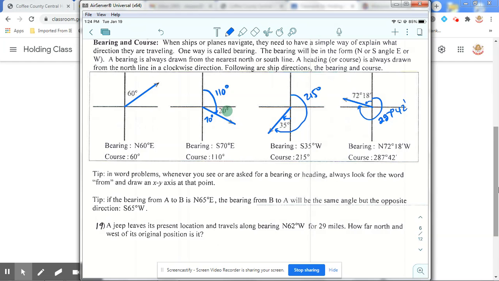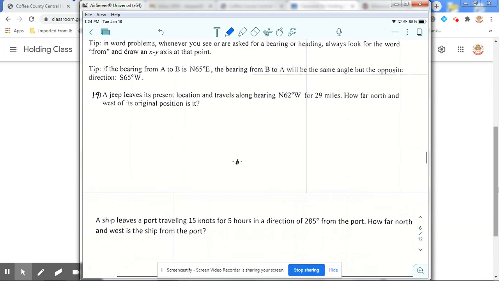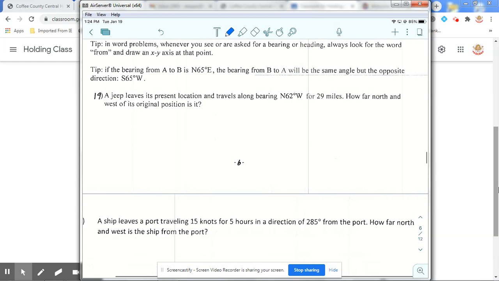So we have some tips. In word problems, whenever you're asked for a heading or a bearing, always look for the word "from," and that's where you draw your XY axis. Sometimes it's at the beginning, sometimes it's at the end, so we have to pay attention. If a bearing from A to B was north 65 degrees east, then the bearing from B to A would be the same angle but in the opposite direction: south 65 degrees west, which takes you back.